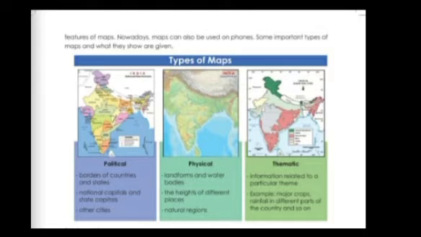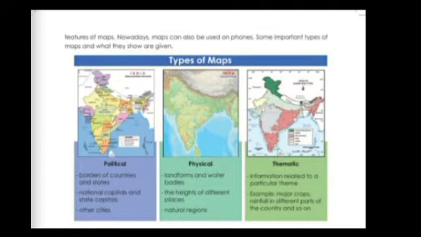The first type of map is the political map. A political map shows borders of countries and states, national capitals and state capitals, and also other cities' boundaries. The second map is the physical map. In this map we show landforms and water bodies and the height of different places, and also natural regions.